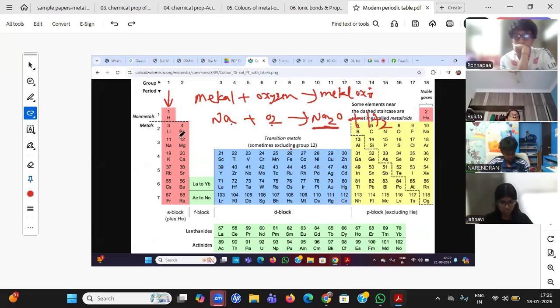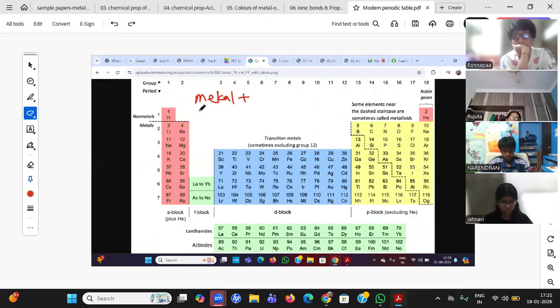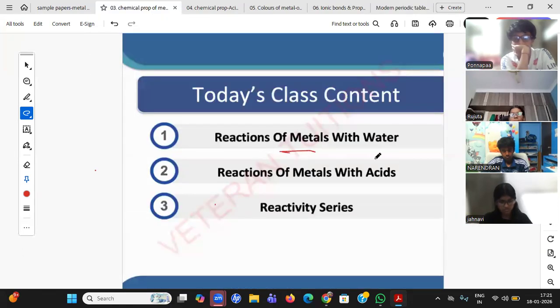But now what are we doing? Directly metal with water I am doing. Okay. So metal plus H2O, water. What will happen? We'll see. That is today's starting point: reaction of metals with water.